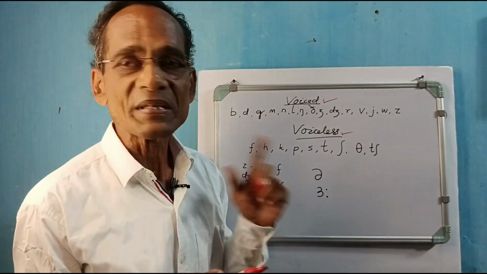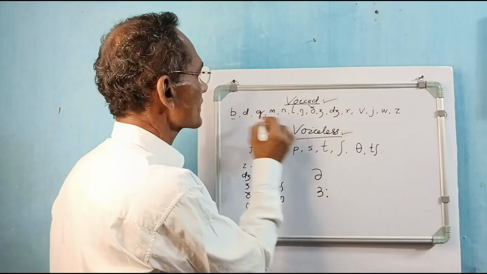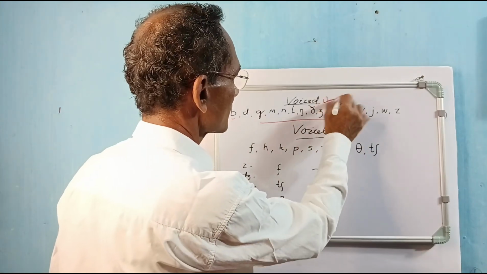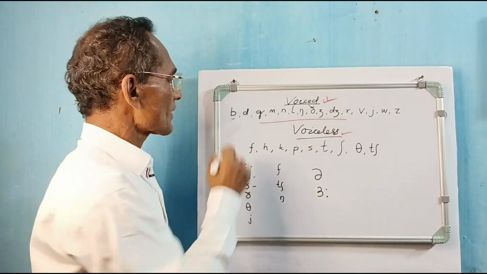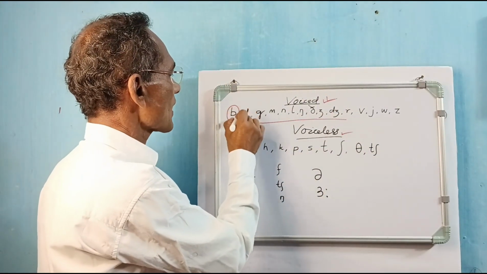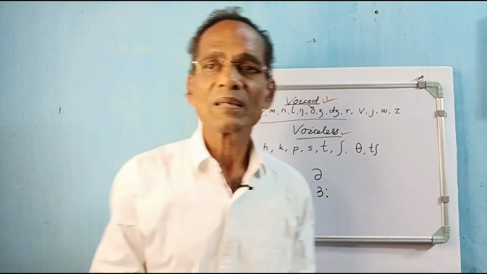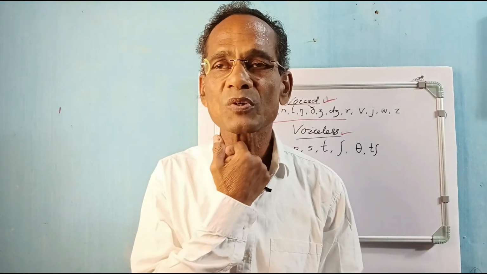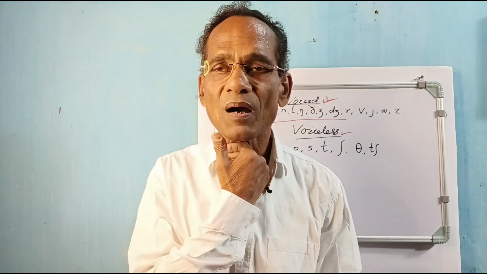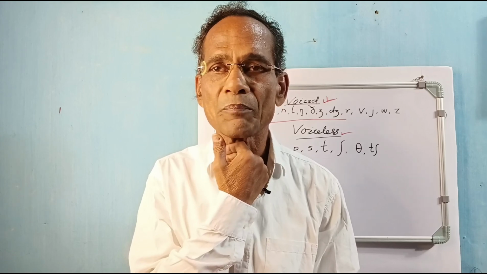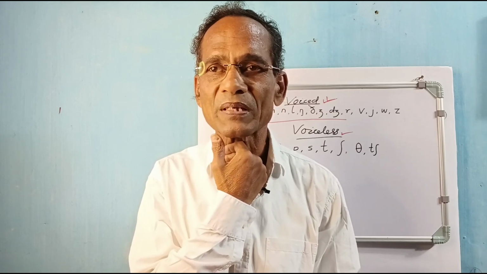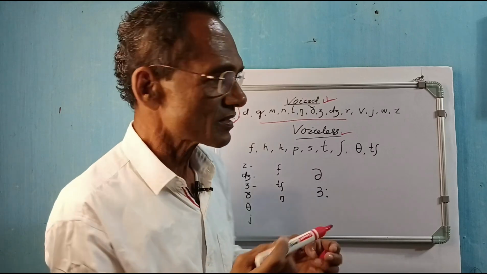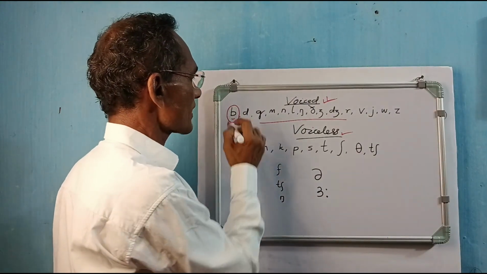Let's begin with B. This is a voiced sound. These are all voiced sounds. And when we pronounce B, put your palm on your throat. B, it vibrates. So this is a voiced sound.